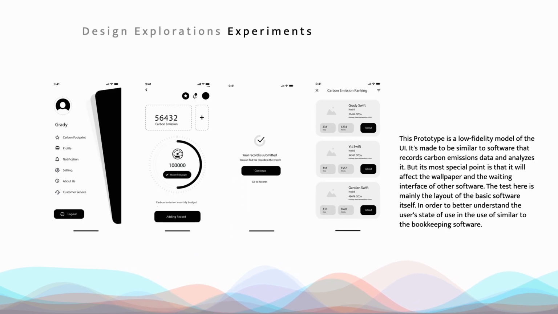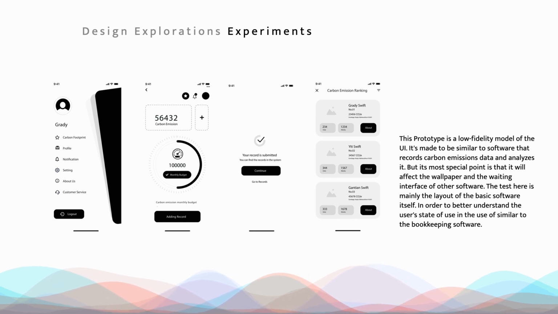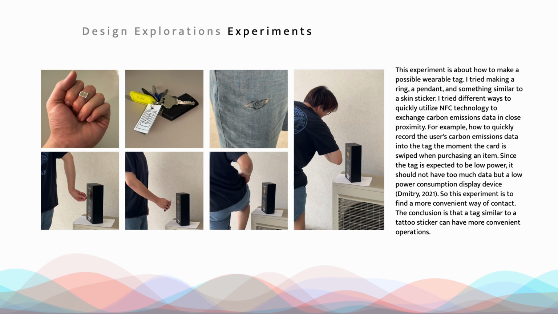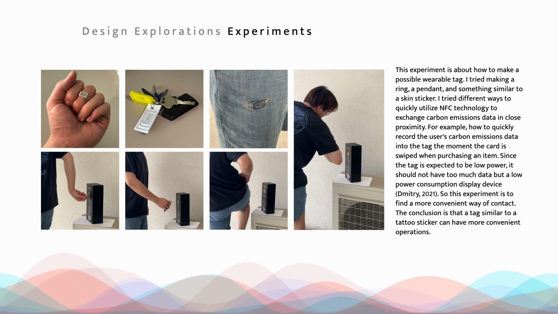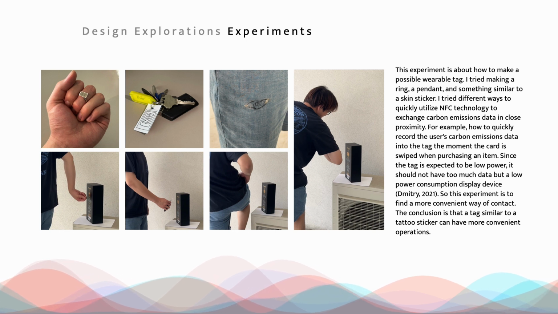Then I made a lo-fi UI model, trying to find a more direct and simple software system for recording carbon emissions. The next experiment is about how to make a possible wearable label. I tried making it into a ring, keychain, and something similar to a skin sticker. I tried to use different ways to quickly use NFC technology to exchange carbon emission data at close range.